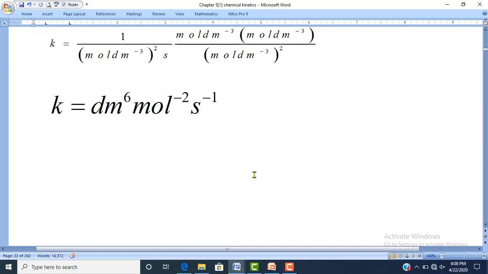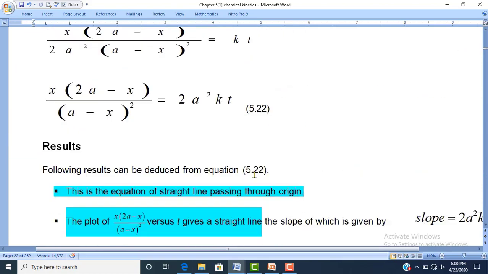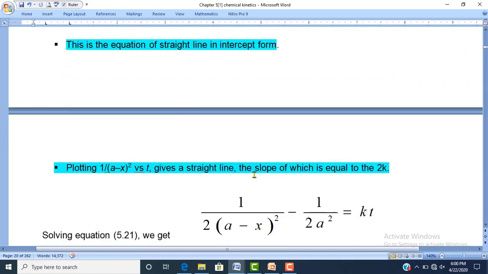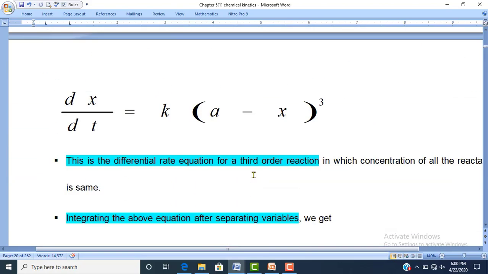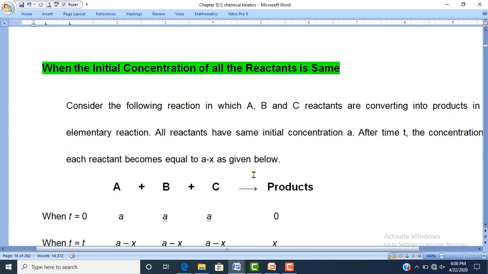Dear students, hopefully you have got the idea that the kinetics of the third order reaction, when the initial concentration of reactant is the same, is very much similar to the same topic which you have studied with the second order reaction when the initial concentration of reactants are the same.